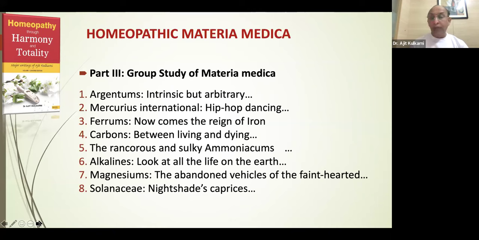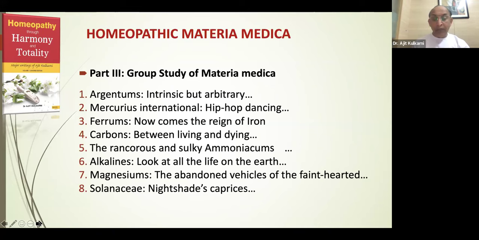Carbons between living and dying. The rancorous and sulky ammonia comes. Alkalines, look at all the life on the earth, because mostly the alkalines are present in the earth crust. Our magnesium, calcium, and many other alkalines. Magnesiums, the abandoned vehicles of the faint-hearted.